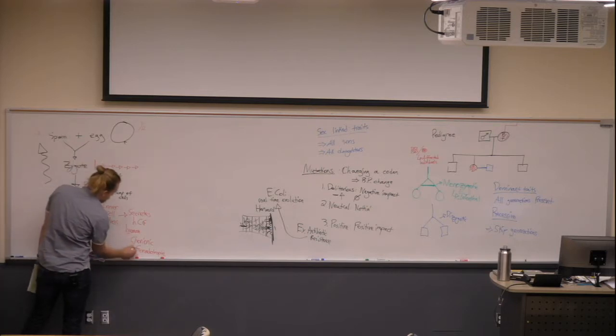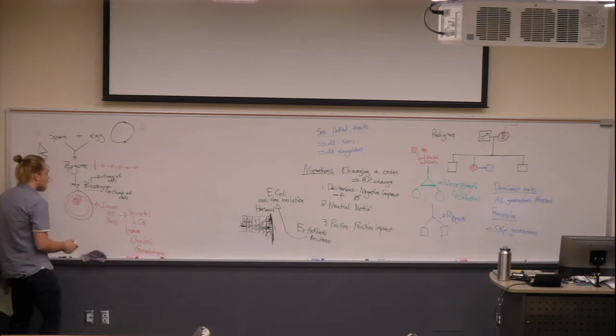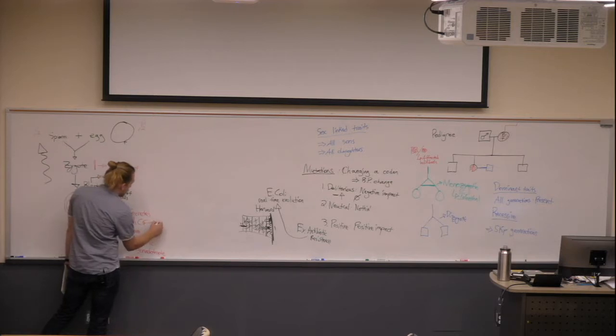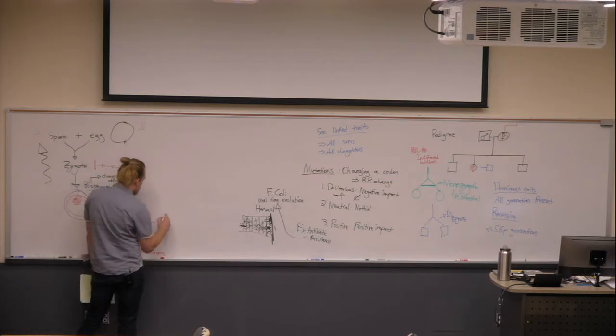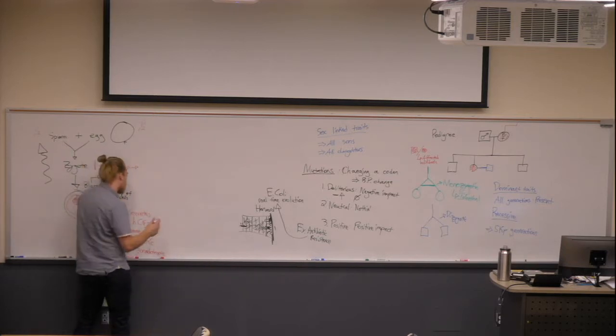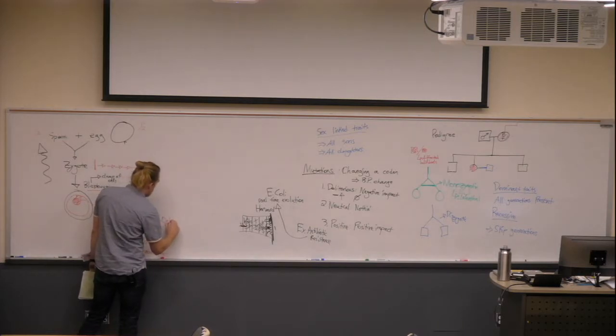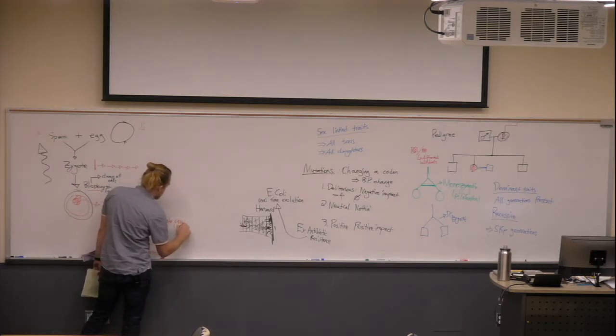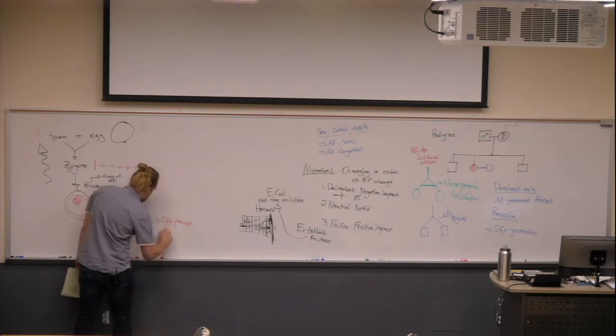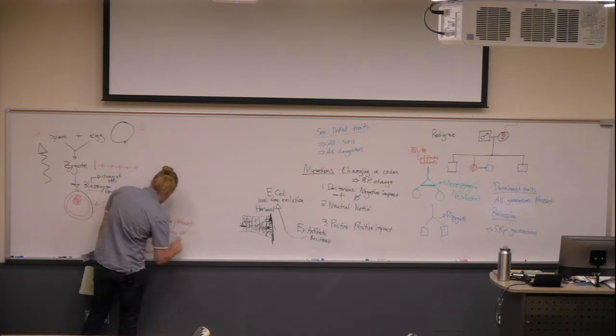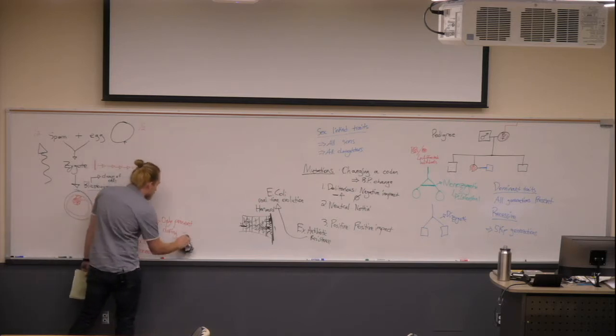HCG. Human chorionic gonadotropin is a hormone that is only present while the woman is pregnant. Only present during pregnancy. Now, that's really useful from an engineering standpoint.